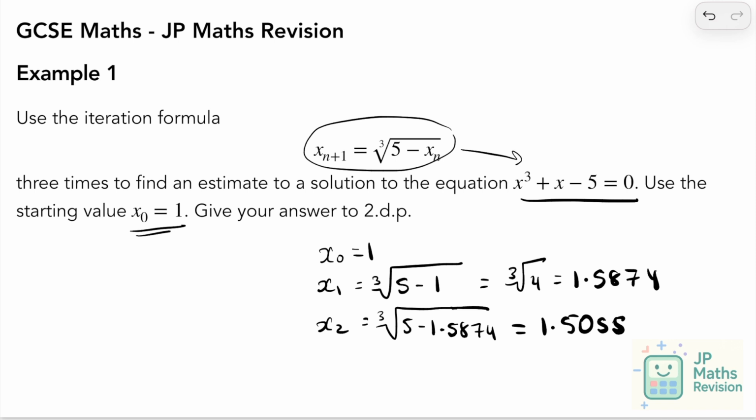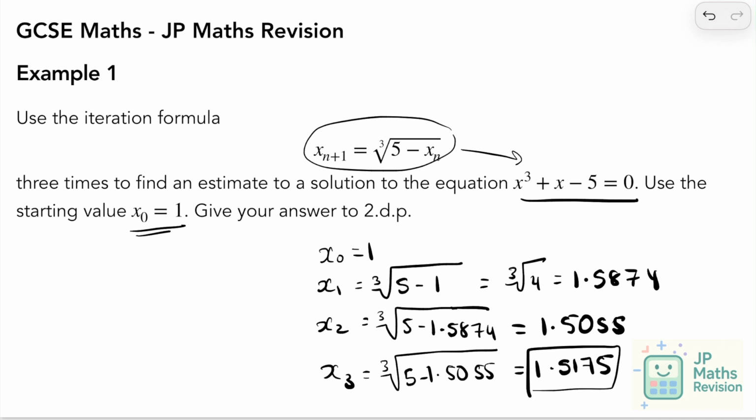Now when we're trying to find x3, we input our previous result, which is the cube root of 5 minus 1.5055. If we work that out, we end up with 1.5175. So the answer to this one is 1.5175, but it wants the answer to 2 decimal places. So our final answer is x equals 1.52.